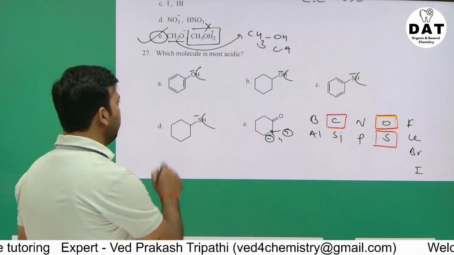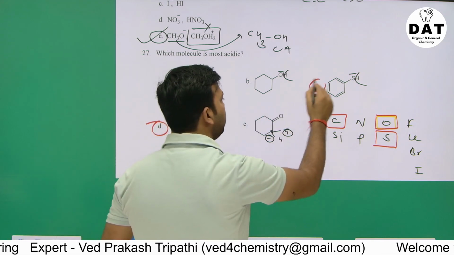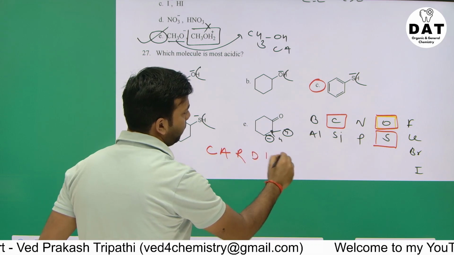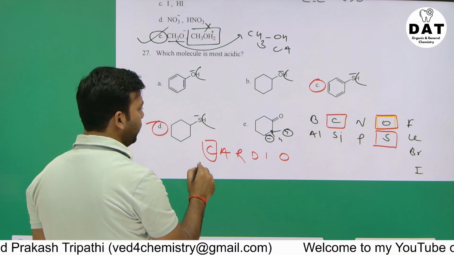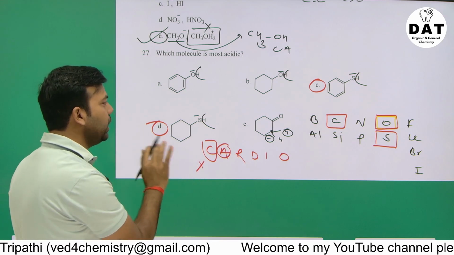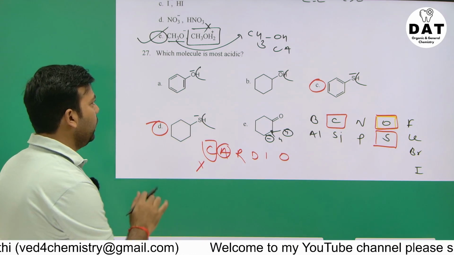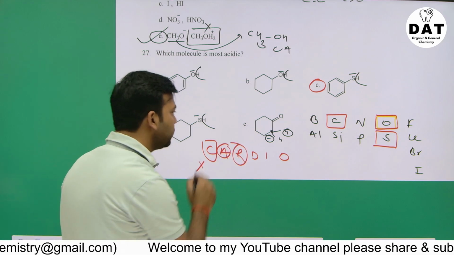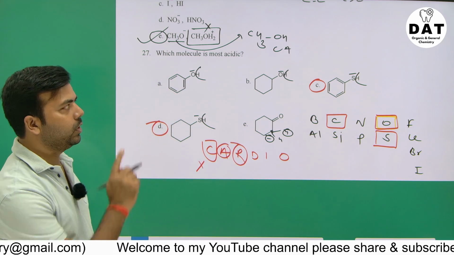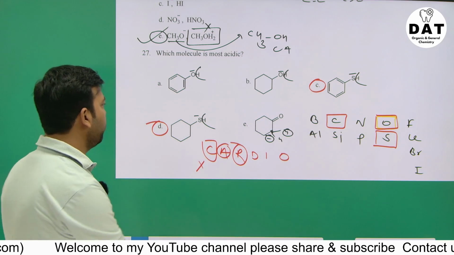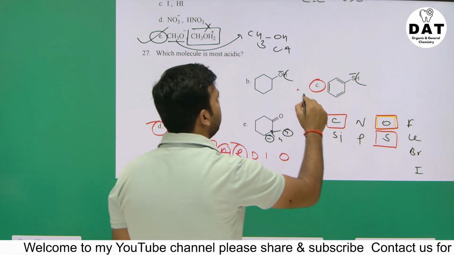So the race will be between D and C if you applied CARDIO. C for charge fails, A for atom. So in the atom condition, only C and D are left. Clear? A, B and E are wrong. Next is resonance. So which is in resonance? Option number C. This sulfur's negative is in resonance with the double bond but not D. So the answer will be C.